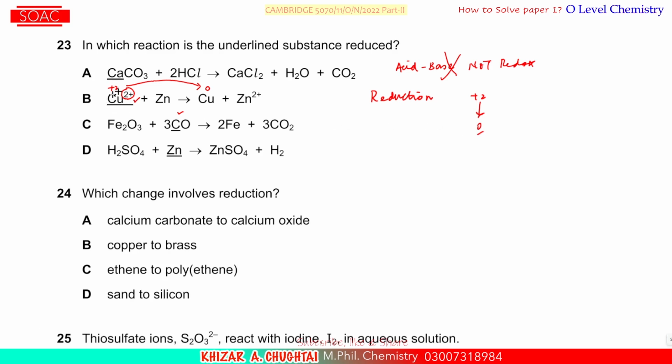So yes, the copper 2+ ion is going to reduce in this case. So B is the correct option.